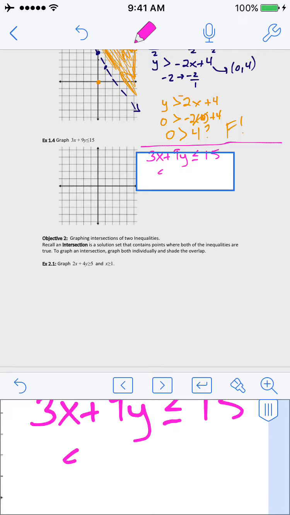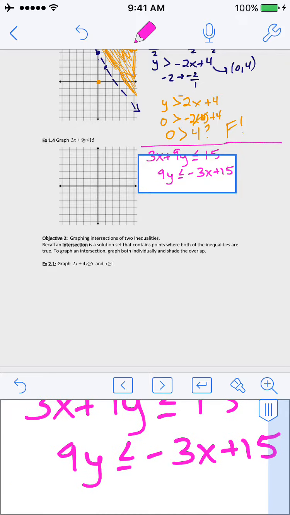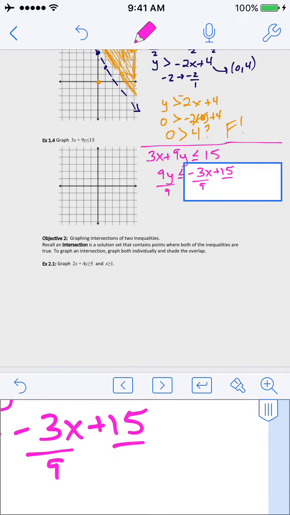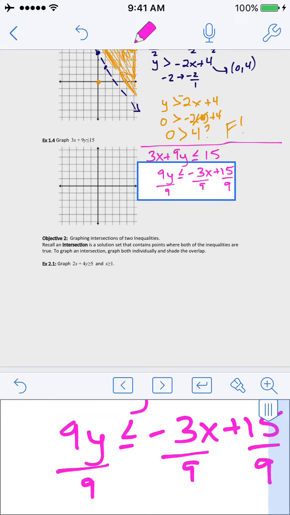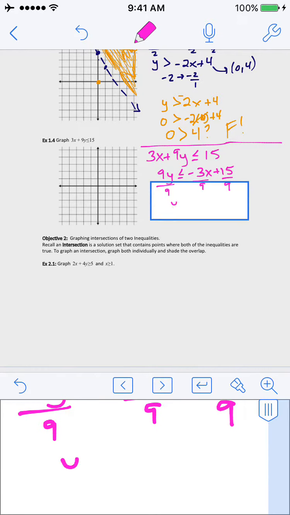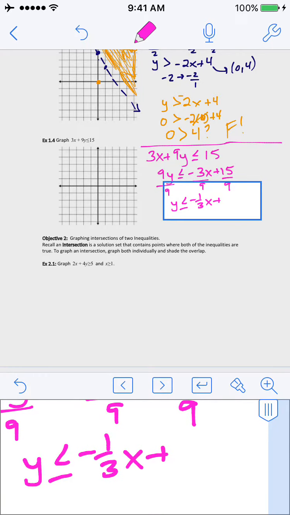So we'll rearrange. We got 9y is less than or equal to negative 3x plus 15. That's pretty cool. And then we'll divide by 9. Again, it's not being divided by a negative 9, so I don't need to worry about switching the sign at all. They only need to if it actually happens, right? So y is less than or equal to negative 1/3 x plus, if we reduce that a little bit, that would be 5/3.